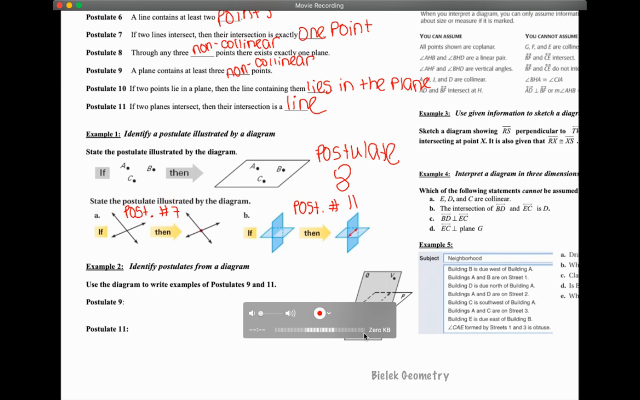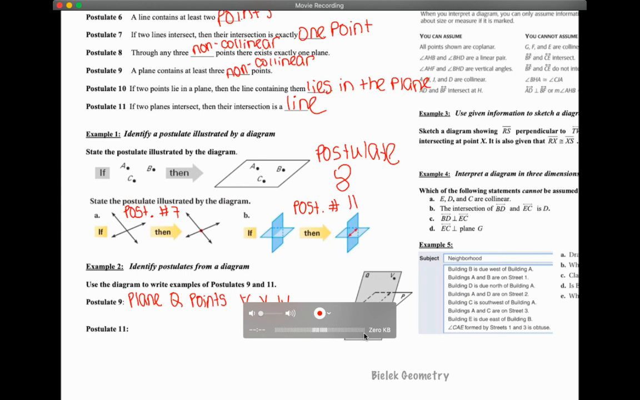And then on example 2, identify postulates from a diagram. Use the diagram to write examples of postulates 9 and 11. So postulate 9 is a plane contains at least 3 non-collinear points. So we want to look for points that are on one of the planes that are not collinear. So I'm going to look at plane Q, the gray one. And 3 non-collinear points on that would be points V, Y, and W.